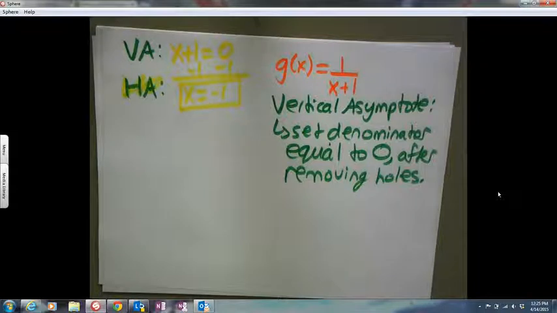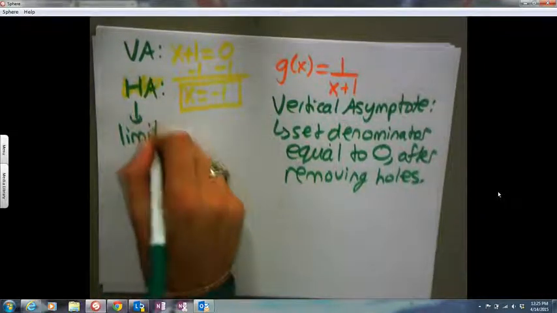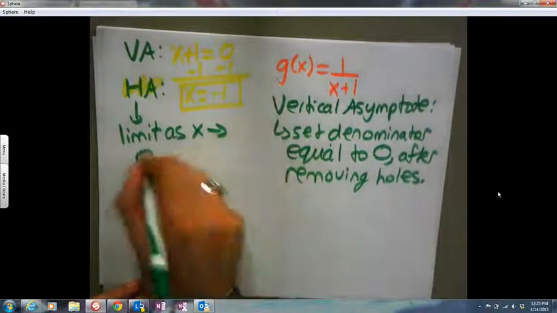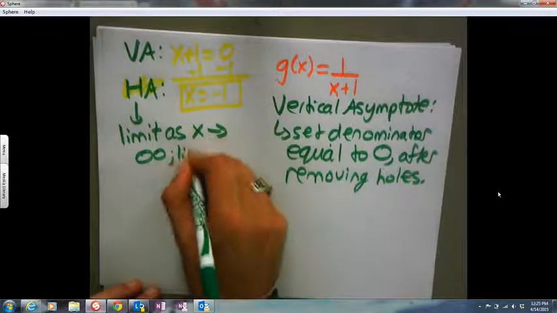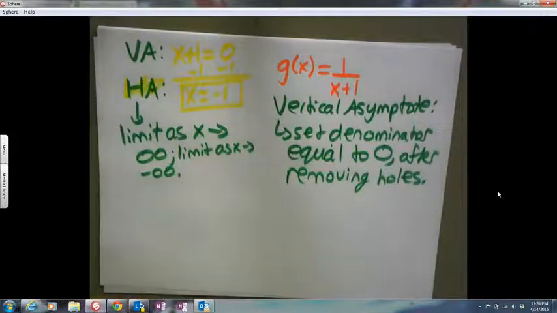Okay, and the last step now is to find the horizontal asymptotes. The way we find horizontal asymptotes is we find the limit as x goes to positive infinity, and the limit as x goes to negative infinity. Because remember, the horizontal asymptote is what happens at positive infinity, what happens at negative infinity. So let's take care of that piece now.